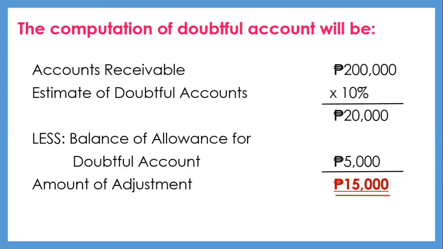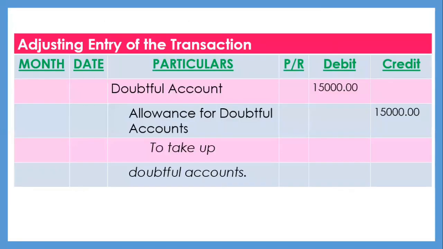And if we will journalize this one, this is how it will look like. So the account that will be debited is doubtful account amounting to 15,000 pesos, and the account that should be credited is allowance for doubtful accounts, which is 15,000 pesos. And the brief description: to take up doubtful accounts. Now question, why is it that doubtful account is the account to be debited, and why is it that allowance for doubtful account is to be credited?